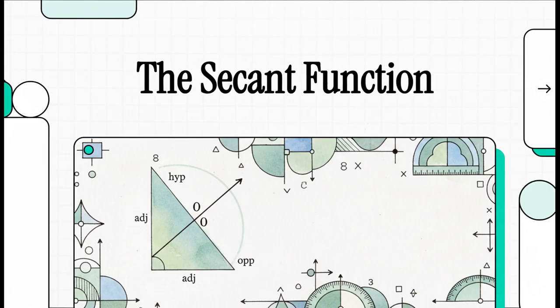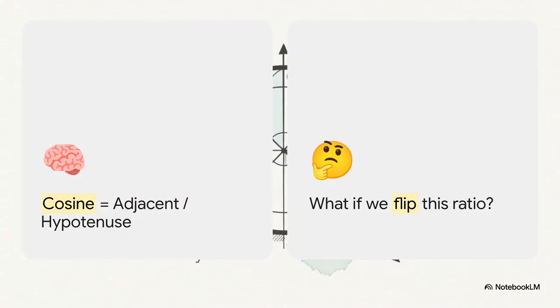Let's dive right in. So we all know our good friend cosine, right? Good old adjacent over hypotenuse. It's one of the first things we learn in trig. But have you ever just stopped and wondered, what happens if we just flip it? What do we get if we put the hypotenuse on top?